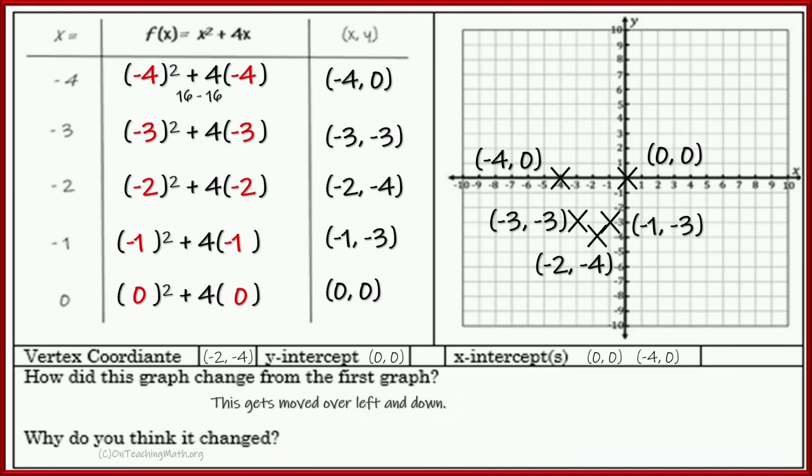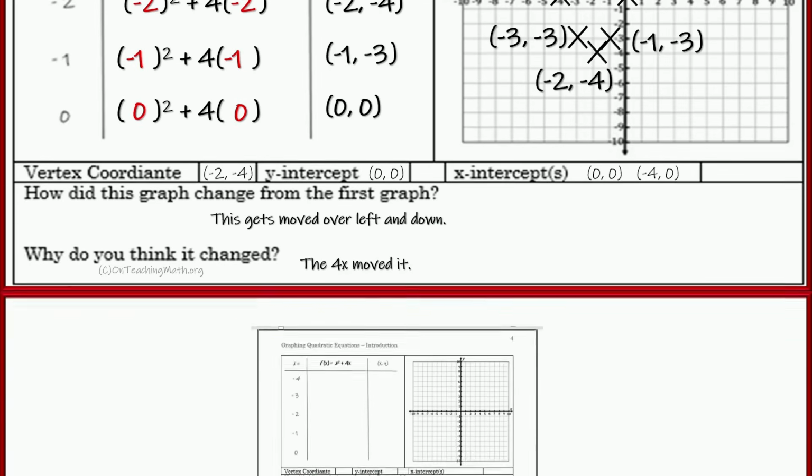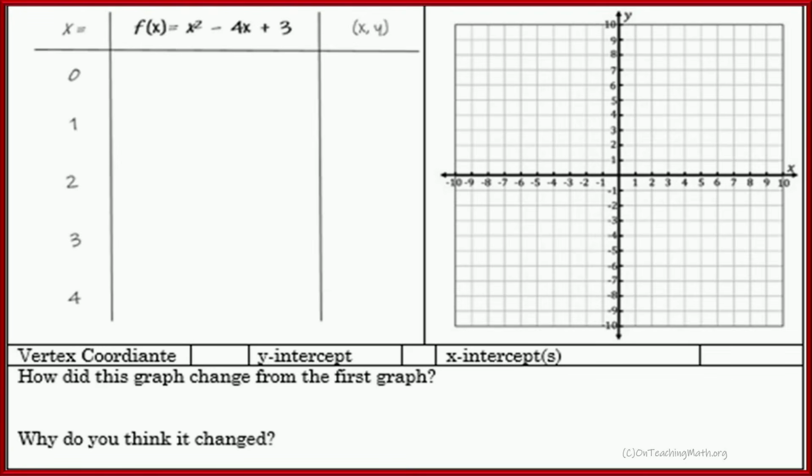Now, how did this one change? Well, it gets moved to the left and then down. And the reason for that is because we have that new term over there, the 4x. Kind of cool. We're going to see how that works. Now, two more questions. I'd like you to try them both, right? So go ahead and try them, and let's see how we do here.